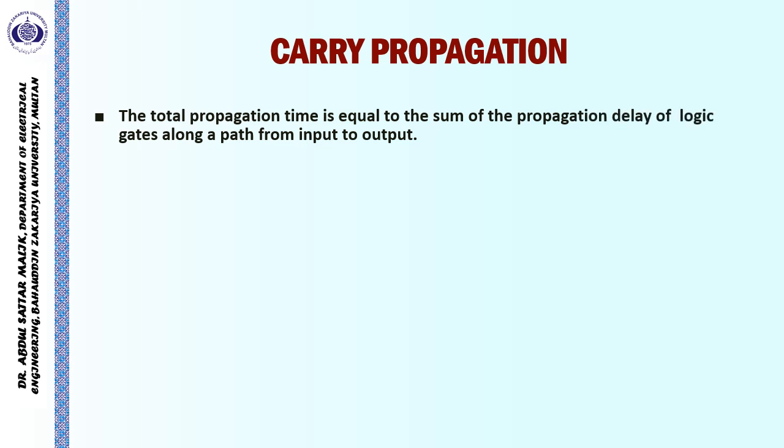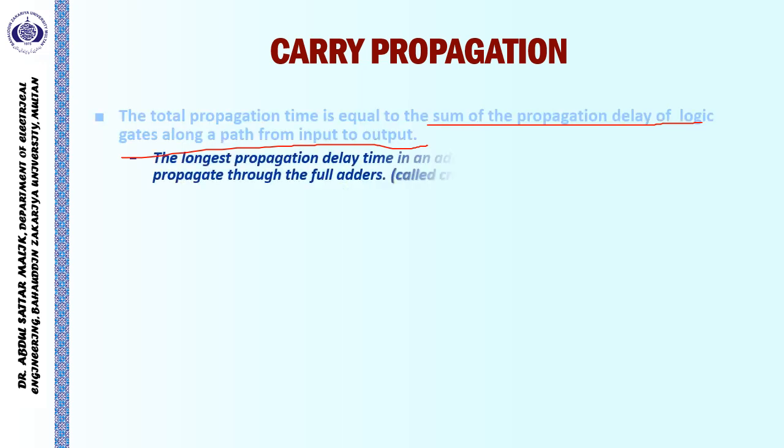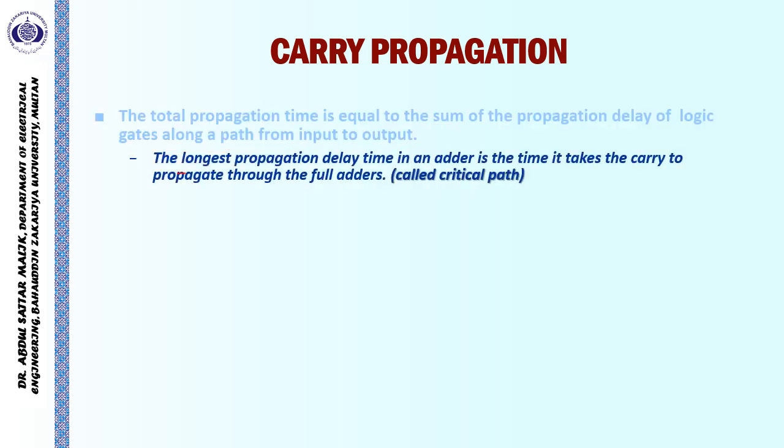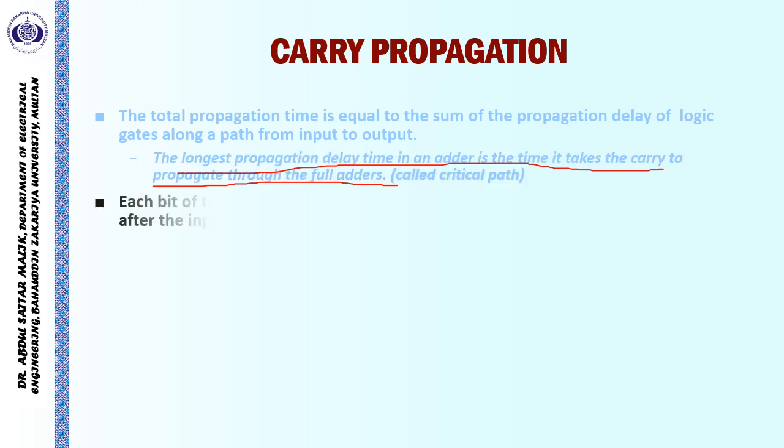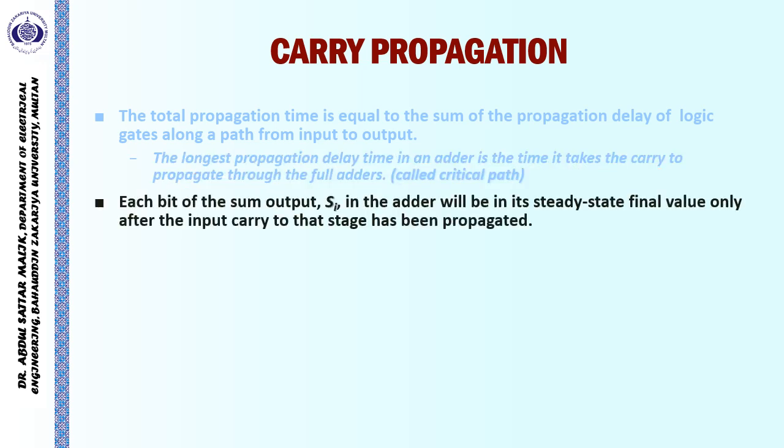The total propagation time in the parallel binary adder is equal to the sum of the propagation delays of logic gates along the path from input to output. The longest propagation delay in an adder is the time it takes the carry to propagate through the full adders, called the critical path. Each bit of the sum output Si in the adder will be in its steady state or final value only after the input carry to that stage has been propagated.